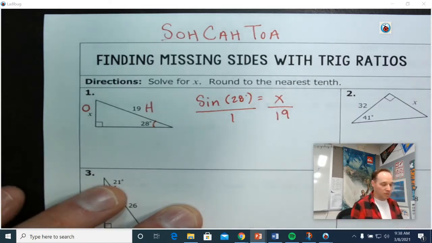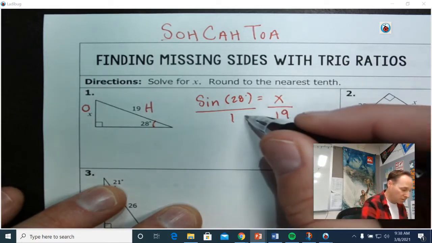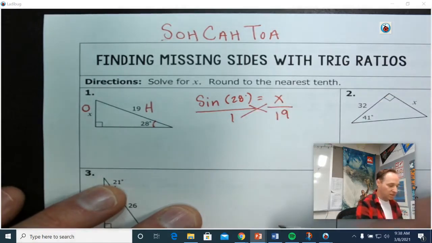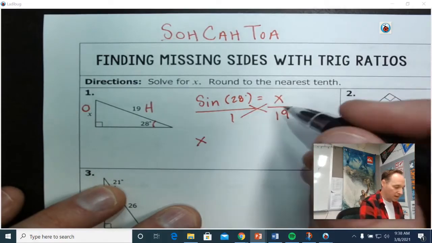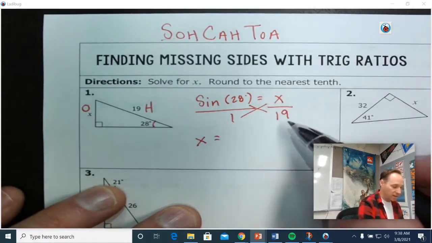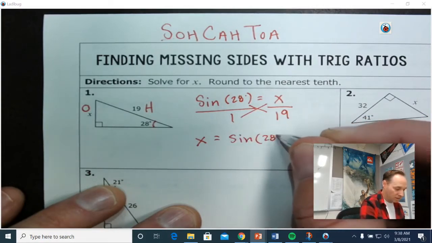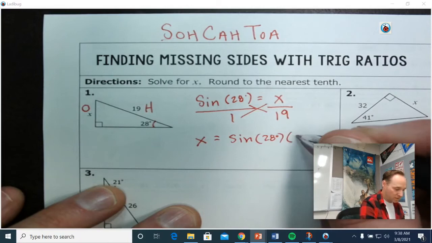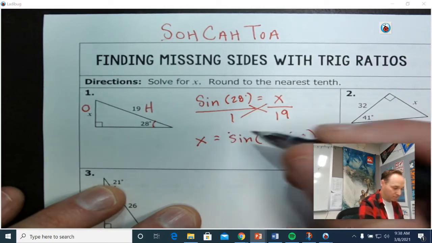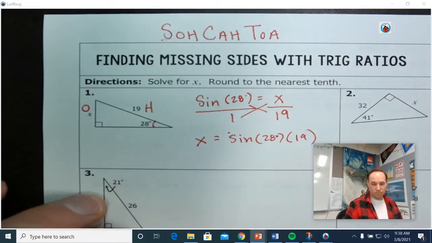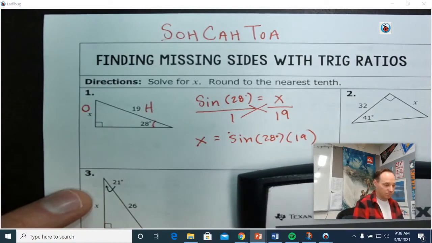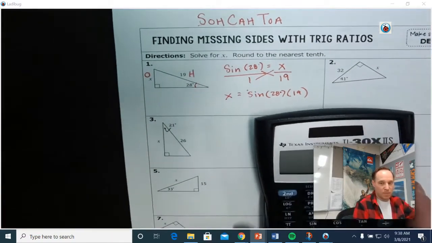Now, there's a couple different ways to do this. I'm going to show you how I like to do it on my calculator, but first I'm just going to cross multiply, just like I did in our warm-up, and I get x times 1 equals x, and sine of 28 degrees times 19 is sine of 28 degrees times 19. Now, calculator time. Oh, I better zoom out a little.